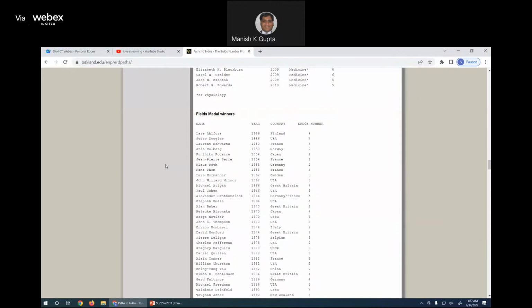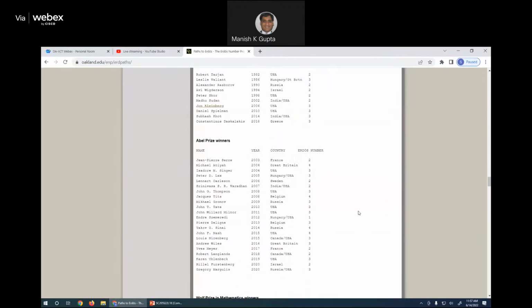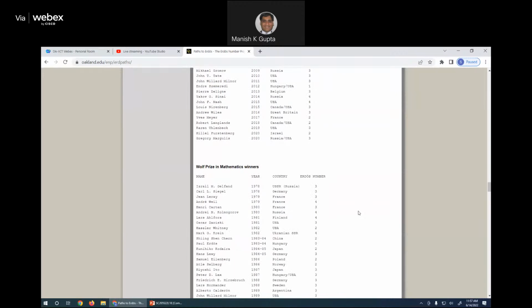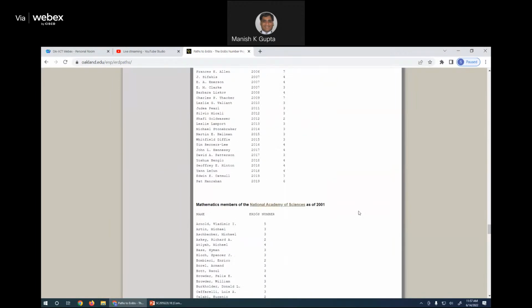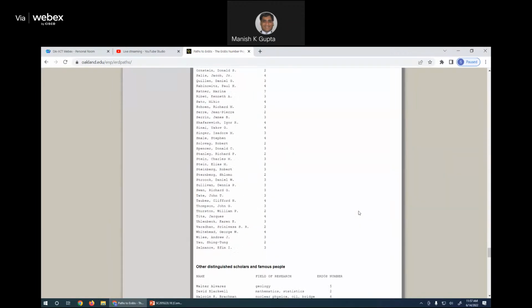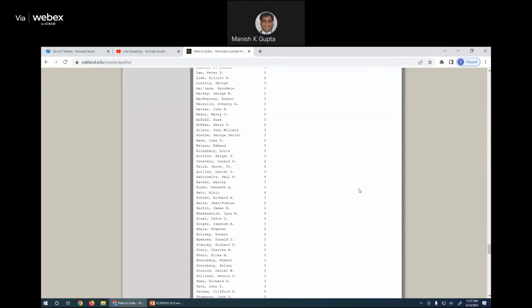In fact, my Erdős number is 2. I collaborated with someone who has worked with Erdős. So if you write a paper with me, your Erdős number will be 3. This is an interesting graph, actually. You can see that most of them, 2, 3, 4, 5, all these great people, have a low Erdős number.